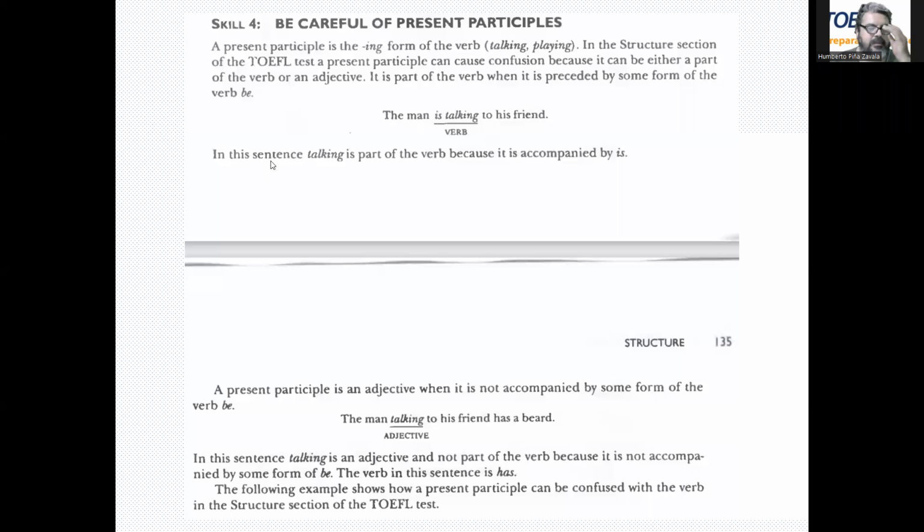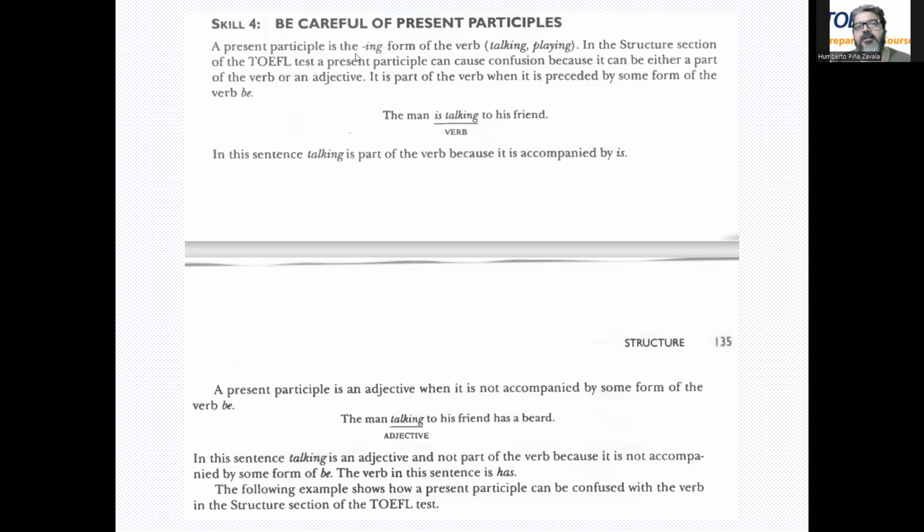Okay, so we're still working with the structure and written expression part, and we are working with sentences with one clause. So we said that every sentence in English must have a subject and a verb. And in the previous videos, we saw that some structures may be confused with the subject of the sentence. Now, in skill number 4 and skill number 5, we're going to work with those structures that can be confused with the verb. Okay. So, skill number 4 says, be careful of present participle.